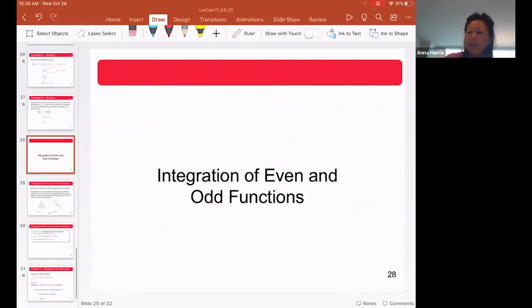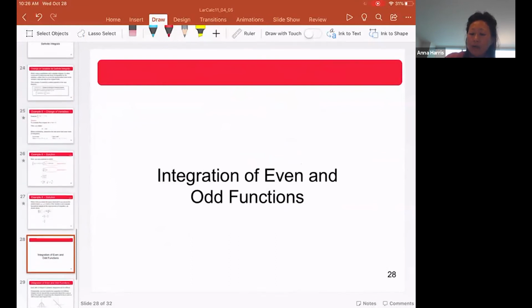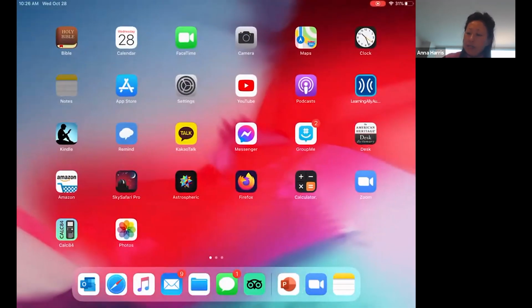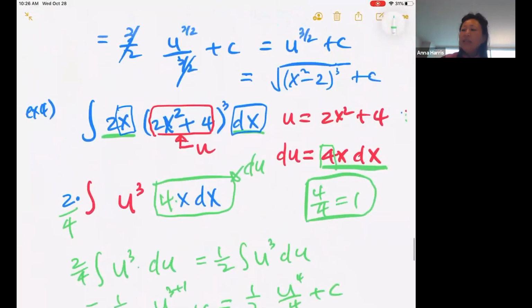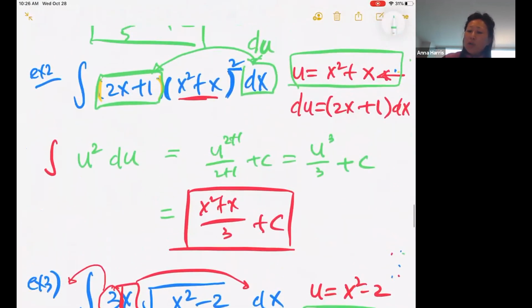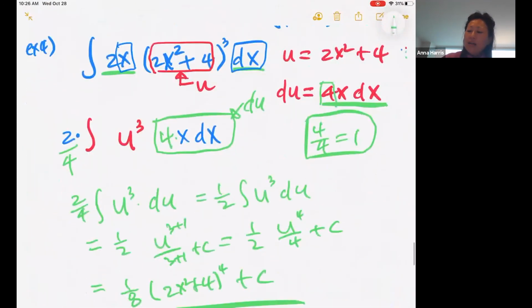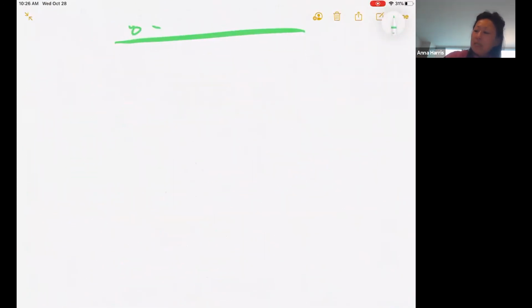Okay, now it's integration of even and odd functions. Next thing, if they gave you a number like this, let's practice this, okay? I'm going to do this problem over there in a notebook. Say this is an indefinite integral. Indefinite integral means you don't have a limit. Okay, and now let's look at the definite integral problem, example 5.